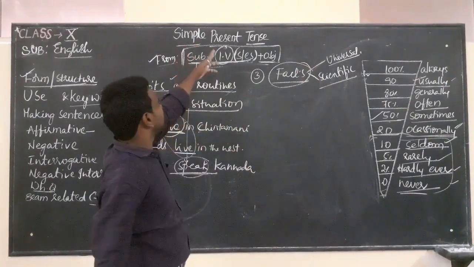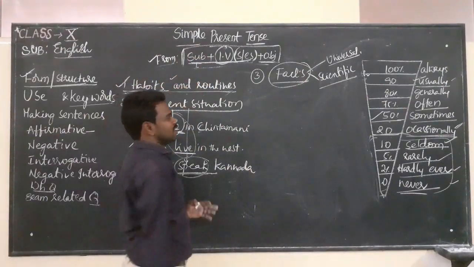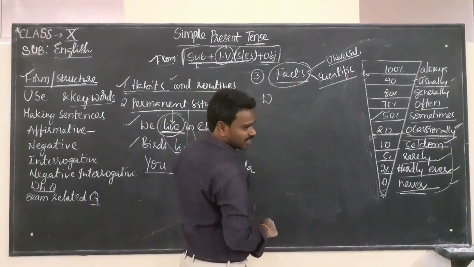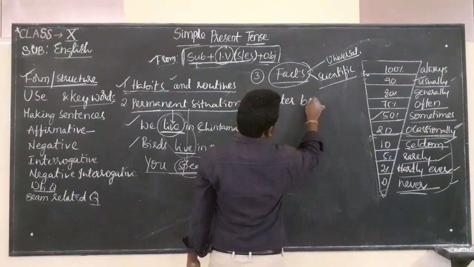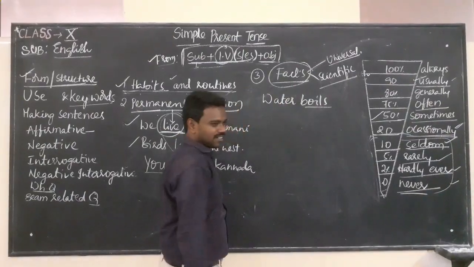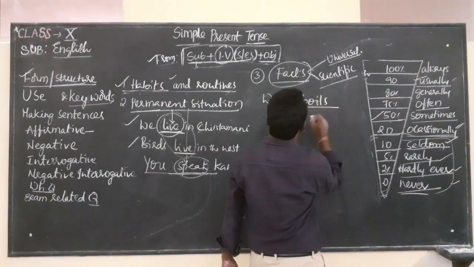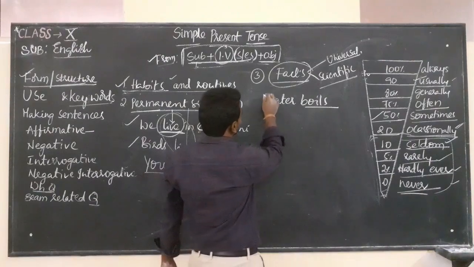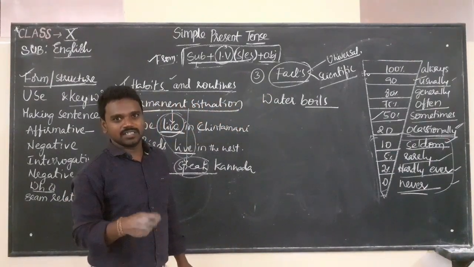So simple present tense is used to talk about facts. For example, water boils at 100 degrees Celsius. Water boils at 100 degrees. Similarly, the earth revolves around the sun. It's a fact.